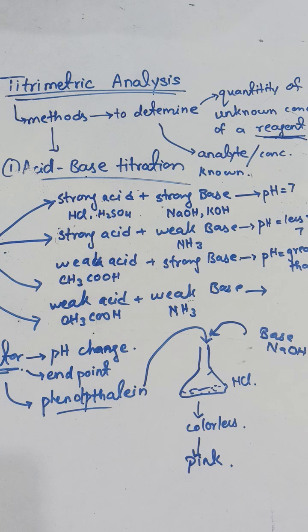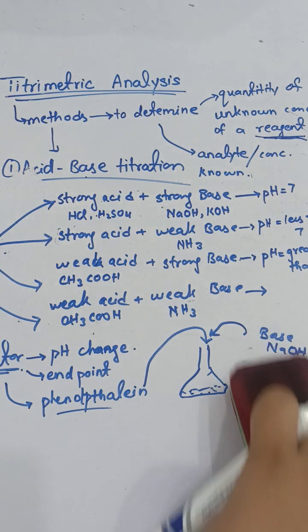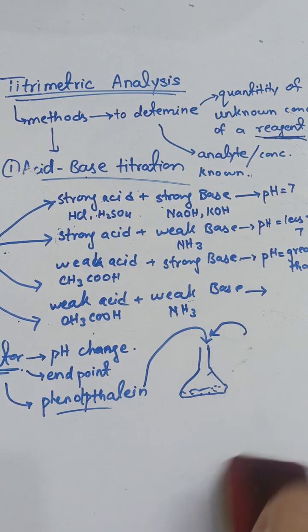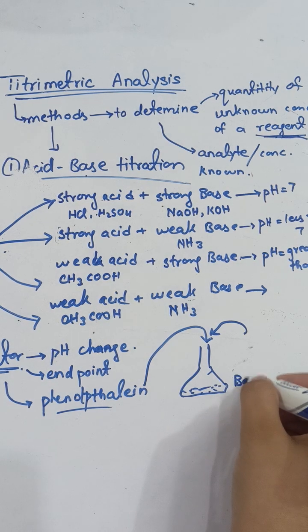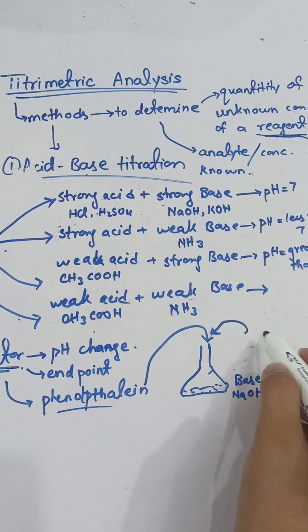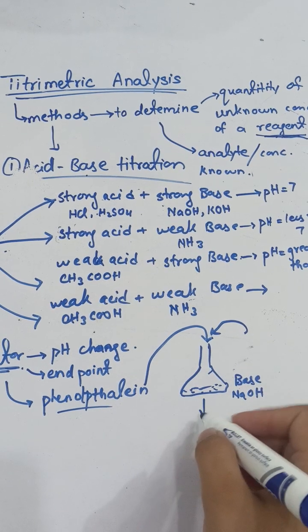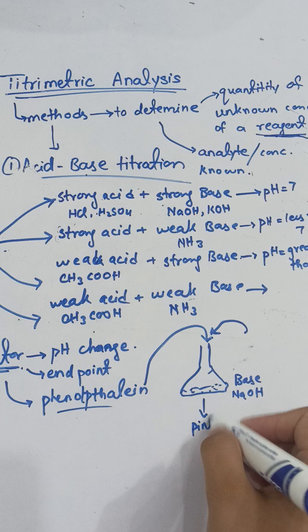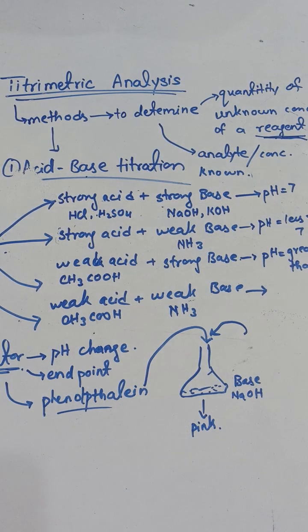Okay, now I'm going to discuss the second case. The second case is when we have a base in the conical flask. Now in this conical flask, I have a base like NaOH, not acid. Now we add phenolphthalein into it, and the phenolphthalein shows pink color. When the phenolphthalein shows pink color, it means the pH is greater than 7 because it has the base.